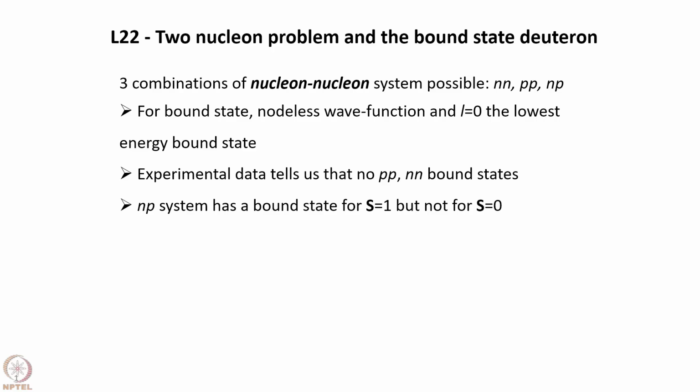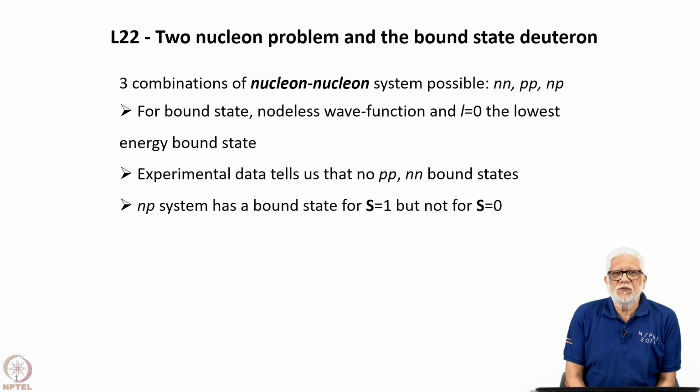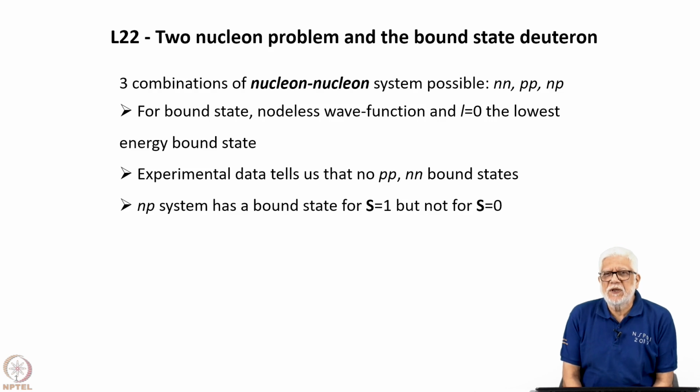In this lecture, we will discuss the two nucleon problem in terms of the bound states. So it turns out that you have three possibilities in the case of nucleon system, because there are two kinds of nucleons. You have an NN system, PP system, and an NP system. And for a bound state, of course, there has to be a nodeless wave function, which means L equal to 0, and that is usually the lowest energy bound state.